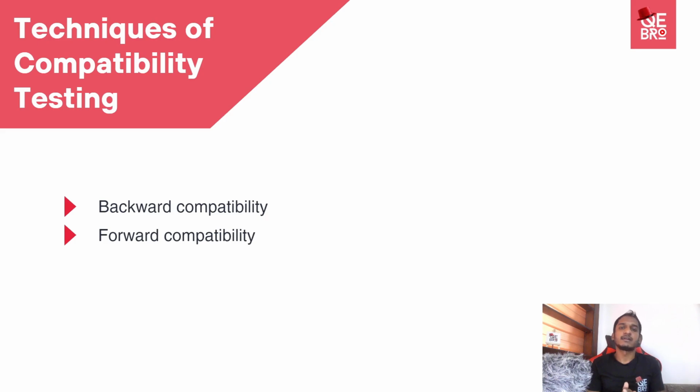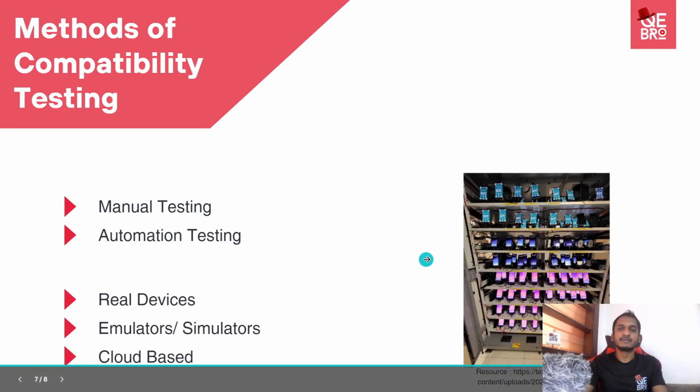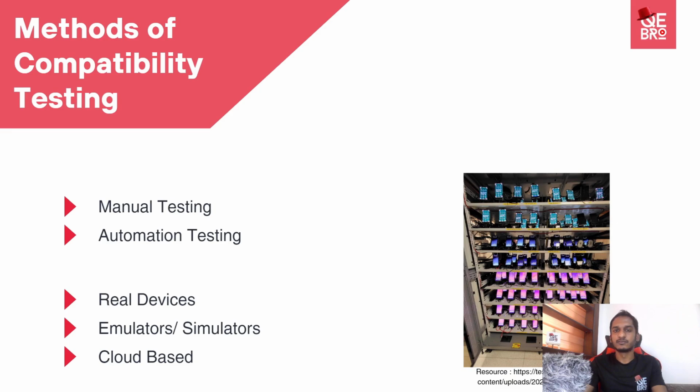So there are two techniques: either you can do backward compatibility testing or you can do forward compatibility testing. It doesn't matter which technique you use. All these methods will be the same. Whether manual, automation, real devices, emulator or simulator, those things will not change based on the technique you use.